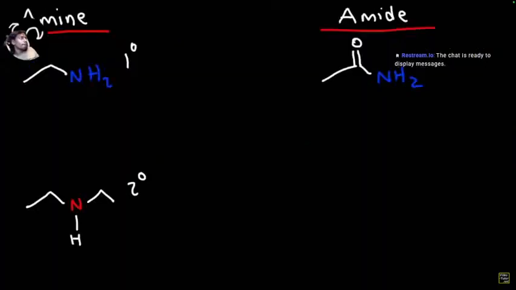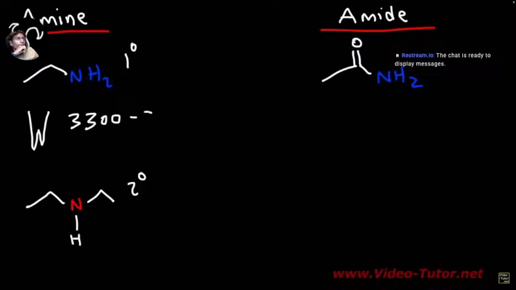Now let's talk about primary and secondary amines before we go into amides. The primary amine, which has two hydrogen atoms attached to the nitrogen atom, will show up as a double peak with a signal somewhere between 3300 and 3500. The secondary amine only has one hydrogen atom attached to the nitrogen atom, and so it's going to have a single peak between 3300 and 3500. So that's how you could distinguish them.